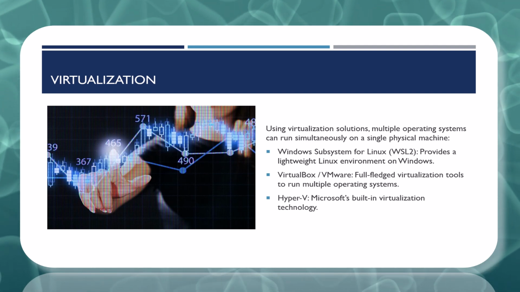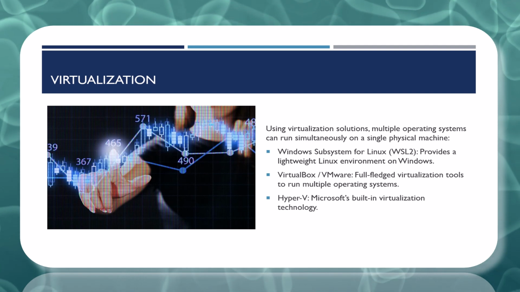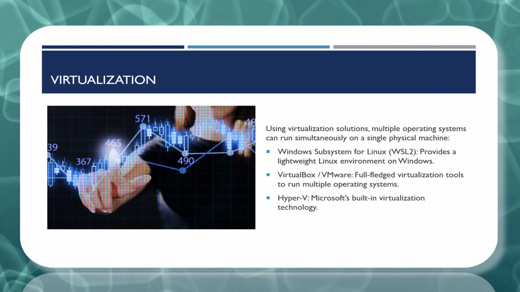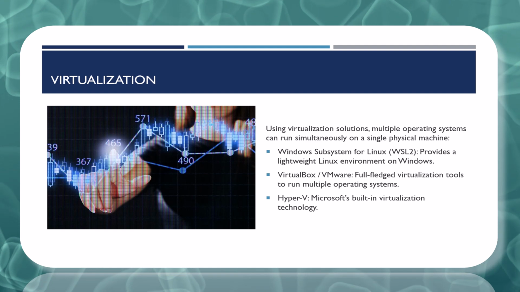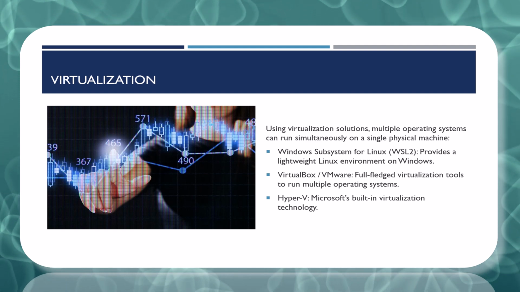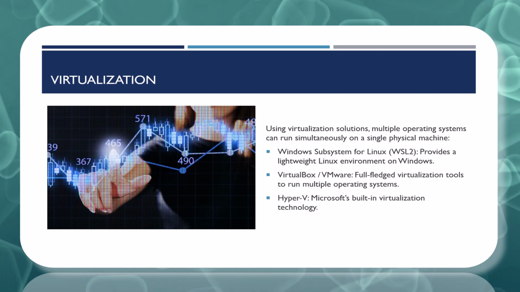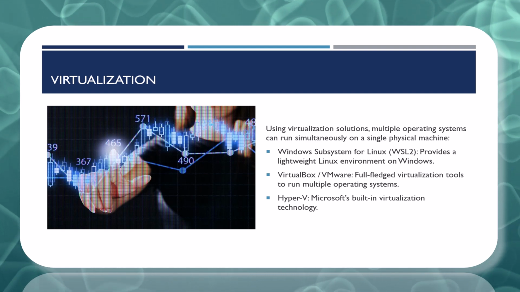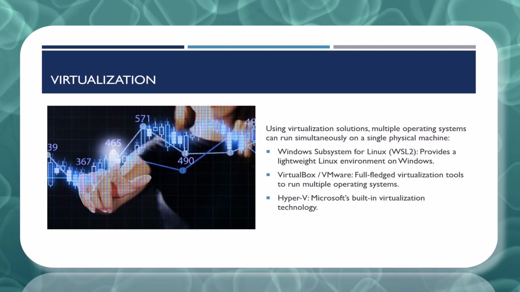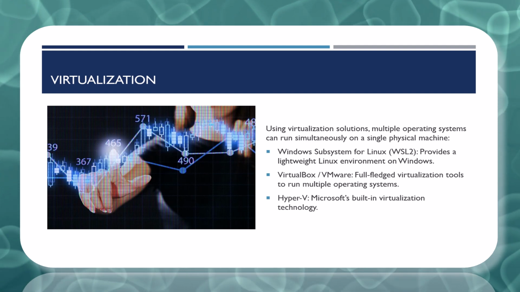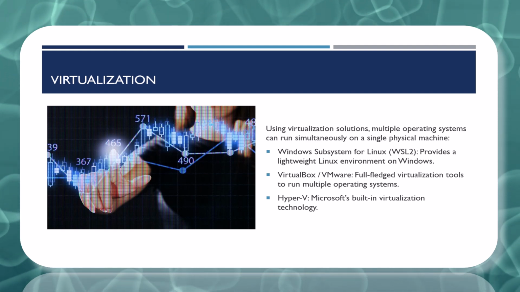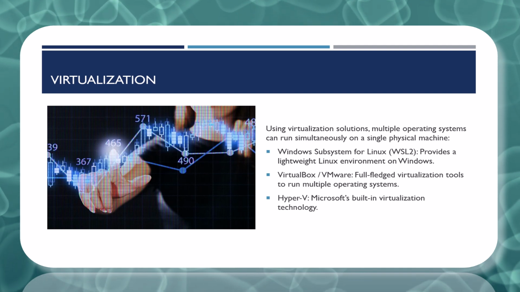Using virtualization solutions, multiple operating systems can run simultaneously on a single physical machine. Windows Subsystem for Linux provides a lightweight Linux environment on Windows. VirtualBox and VMware are full-fledged virtualization tools to run multiple operating systems. Hyper-V is Microsoft's built-in virtualization technology.